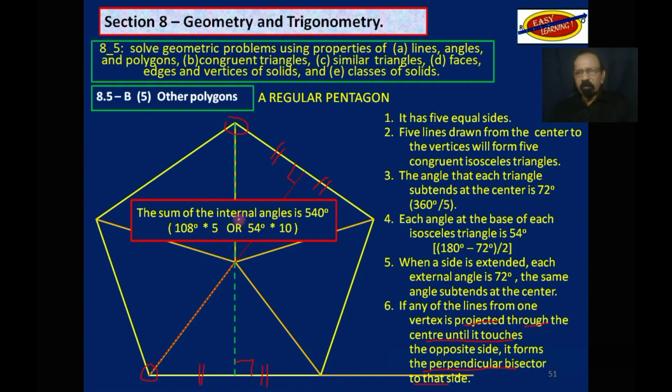Now the sum of the internal angles is 540 degrees. How do we get that? Well, we know this one here is 54 and there are 10 such angles, or these two together here is 108 and we could multiply that by 5. Either way, you get 540 degrees. That is for a regular pentagon.